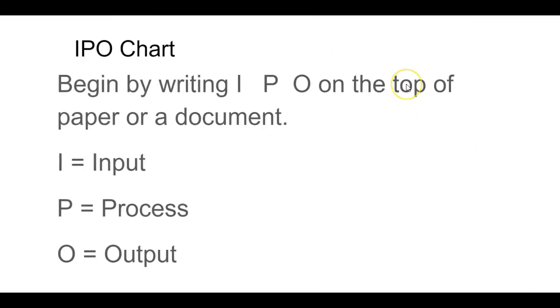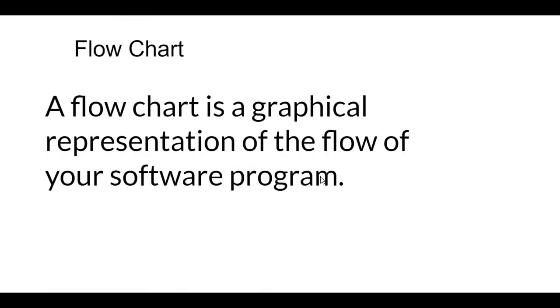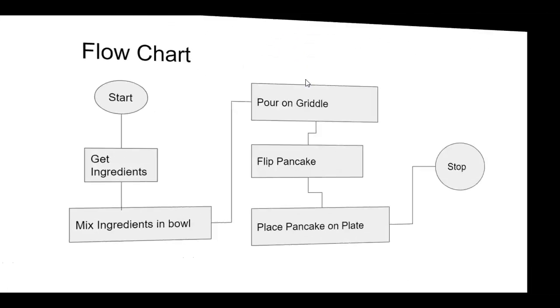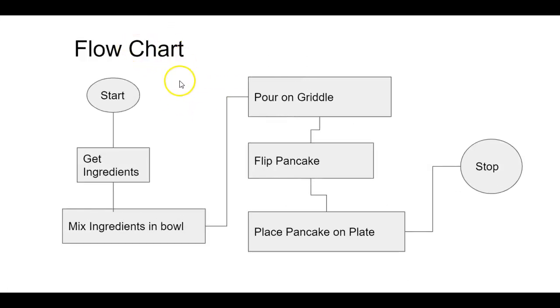Again, the IPO chart that we just looked at has three parts: I for input, P for process, and O for output. Things I need, how I do it, and what comes out. A flow chart would be one of my design tools, and it's a graphical representation of the flow of your program. Flow chart for making pancakes.